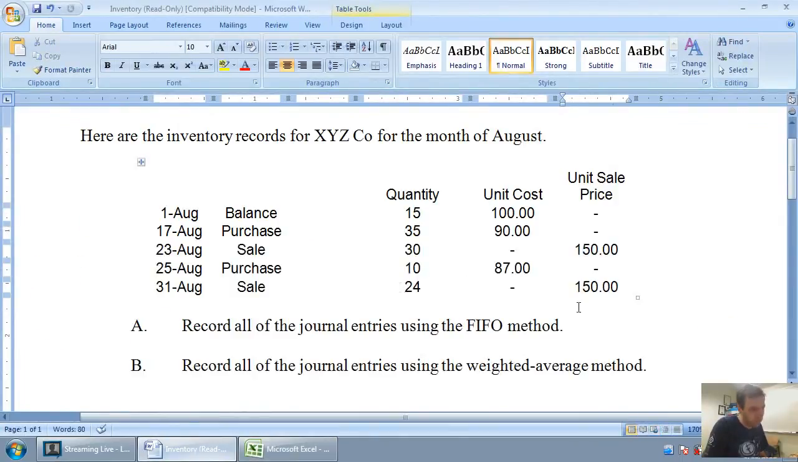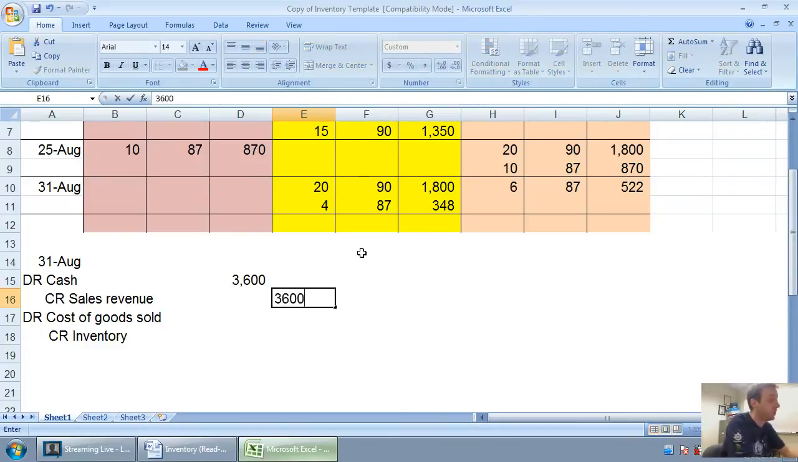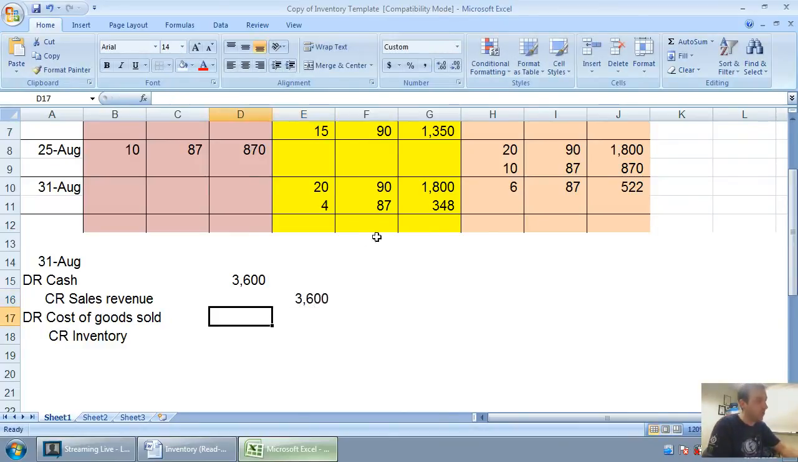I sold 24 units at $150 apiece. 24 times 150 equals $3,600 in sales. Our cost of sales is just right here, $1,800 and $348. $1,800 and $348 is $2,148.